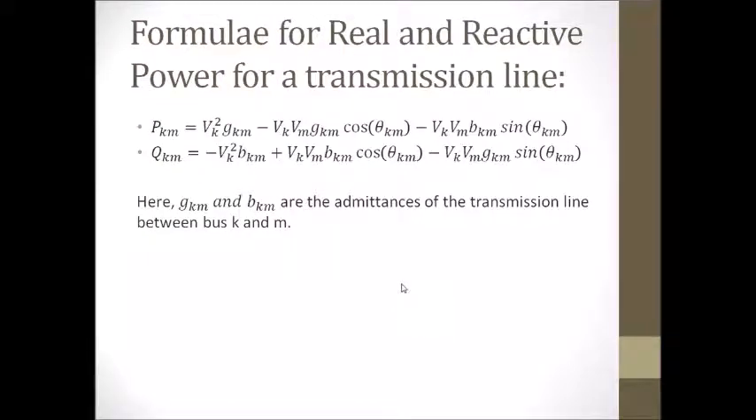So these are the formulas for real and reactive power of a transmission line. These are the two basic state equations for state estimation. These relate the state variables with the measurements. These are the power flows of the transmission lines. So if the voltage magnitude of bus k is Vk and the voltage magnitude of bus m is Vm, then the real power flow from bus k to m is given by this equation, and the reactive power flow from bus k to m is given by this equation.